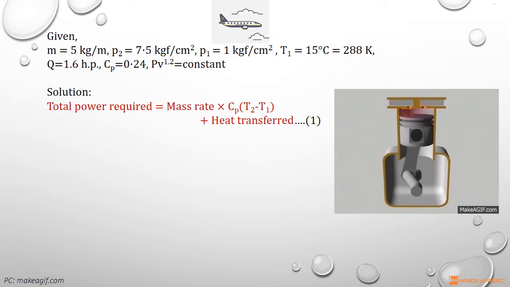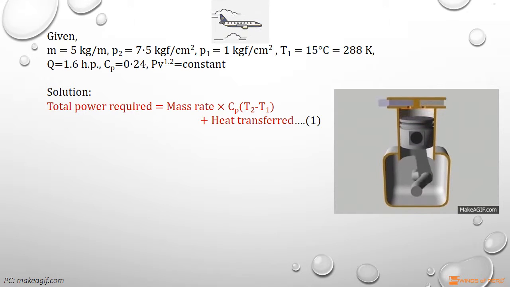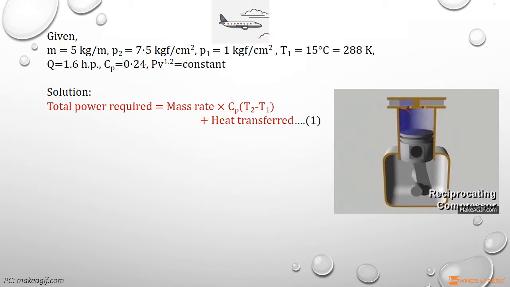Then we can write total power required is equal to mass rate times Cp times (T2 minus T1) plus heat transfer, where mass rate is given and specific heat at constant pressure is also known. T1 is the temperature of air before compression, which is also given. We know the rate of heat transfer, and T2 is the temperature after compression, which we don't know. So first find the temperature.